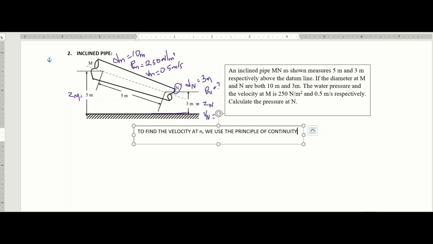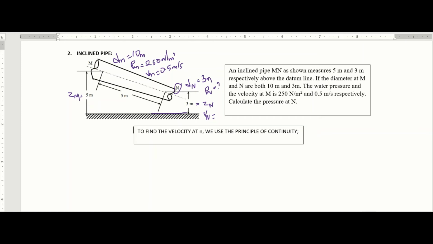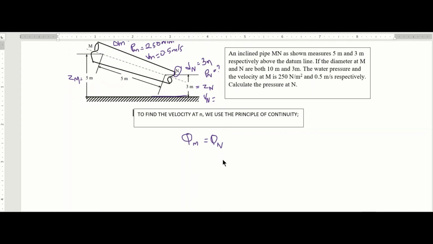I hope everyone remembers that principle, which states that the discharge flow rate at section M must be equal to the discharge flow rate at section N. Remember that the discharge flow rate is the area at section M times the velocity at section M is equal to the area at section N times the velocity at section N.